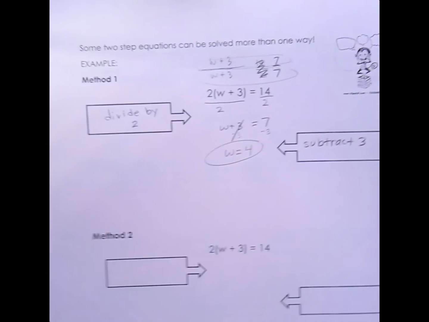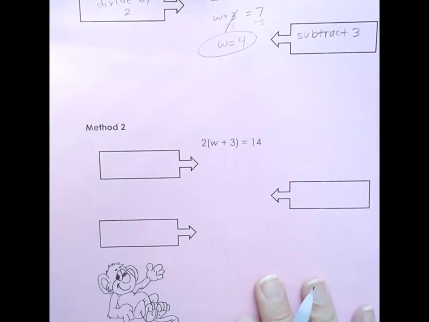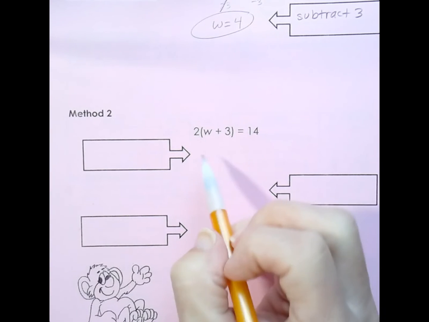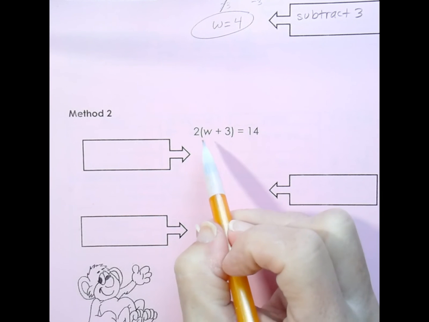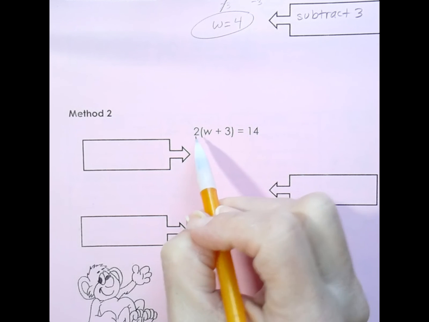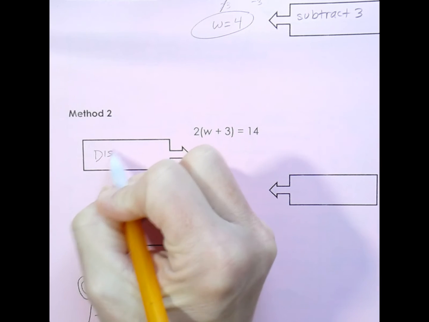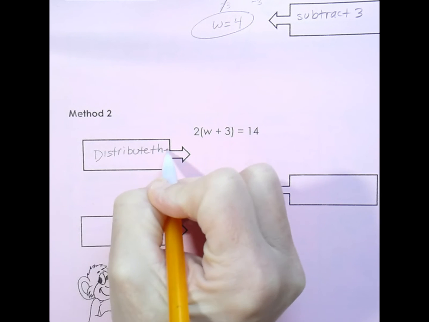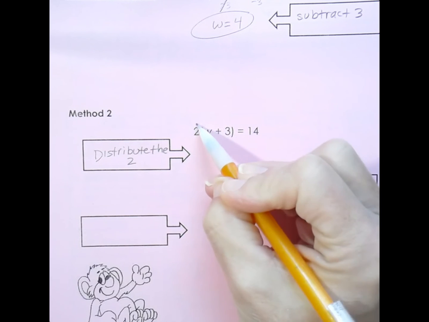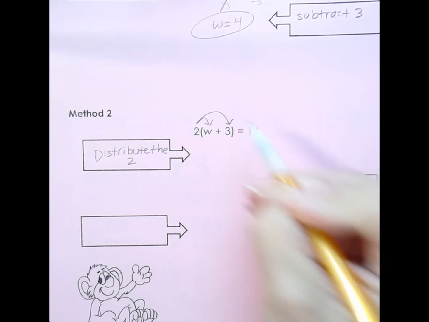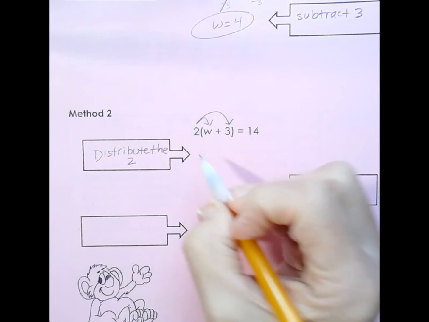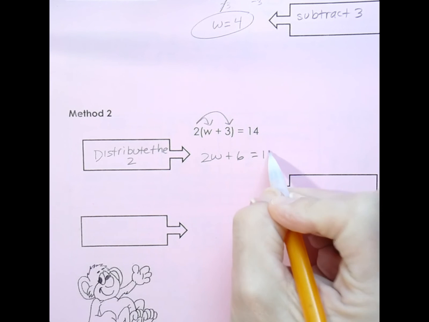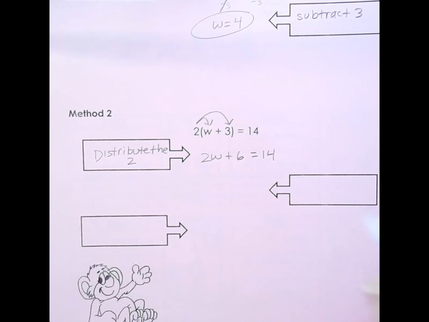Okay, let me show you another method that is a little bit more common. I'm sure you remember the distributive property as a way of getting rid of the parentheses. So, second method is I could distribute the 2. What that will do is I'm going to multiply each of those by 2. I get 2w plus 6 equals 14, and that gets rid of the parentheses.